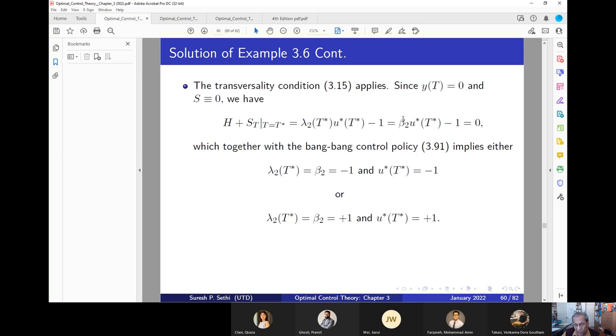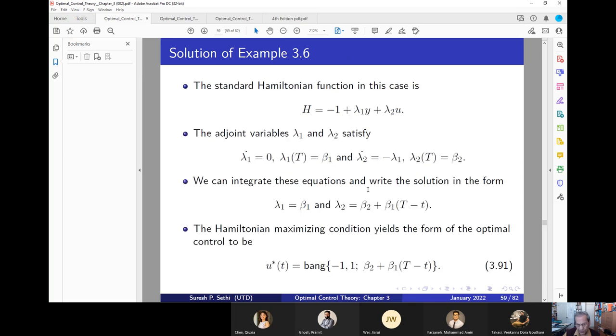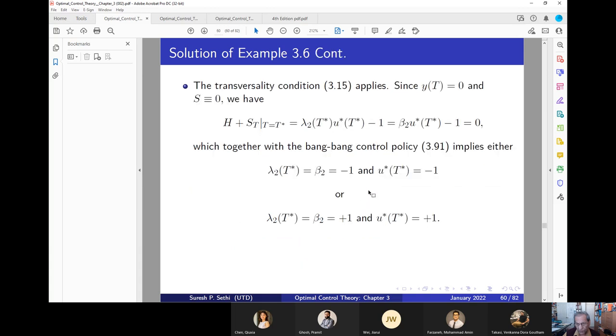And given that condition, since we don't know beta, we know the following. We know U star t has to be either plus 1 or minus 1. So if lambda 2 T star is beta 2 equal to minus 1, and U star t equal to minus 1 is one way to do that. And lambda 2 star beta 2 is plus 1, and U star plus 1 is another way to satisfy that equation. Any question here?